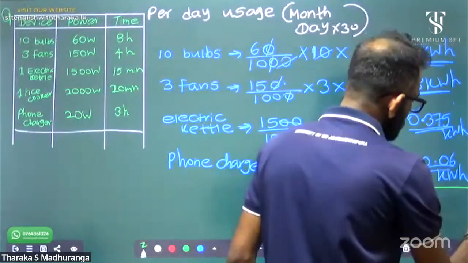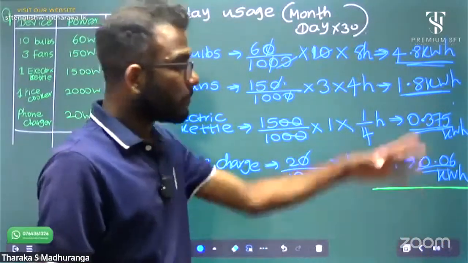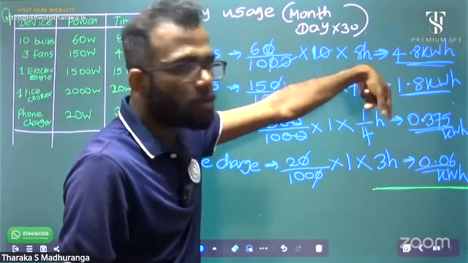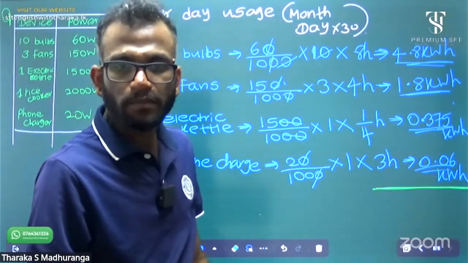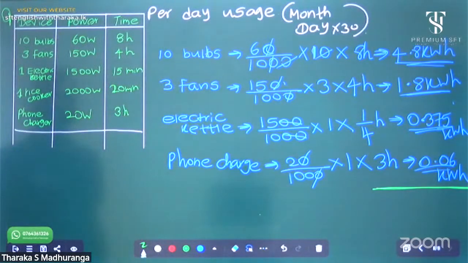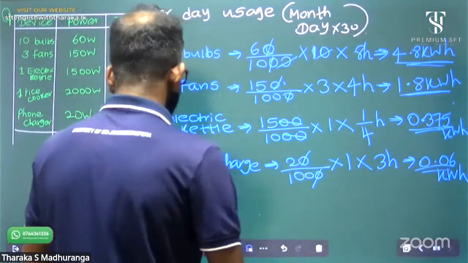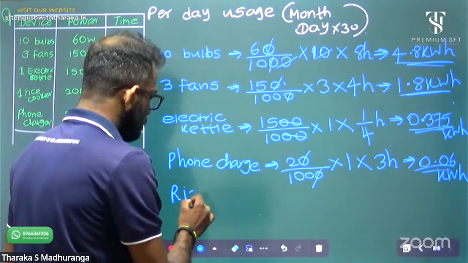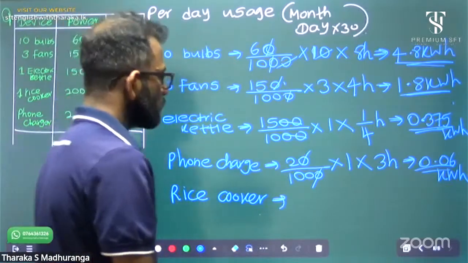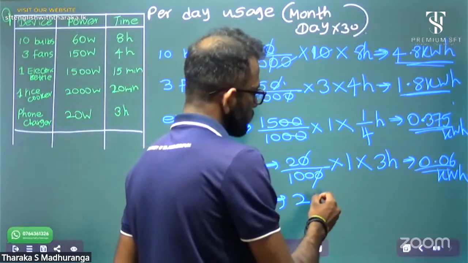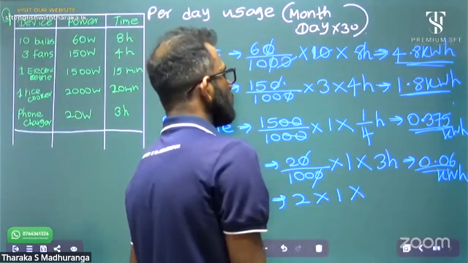Now you can convert. Sorry, not monthly. Per day, how many kilowatt units used? Sorry, rice cooker also there. Rice cooker, 2000 watt. 2000 watt means 2 kilowatt. Only one. How many hours?